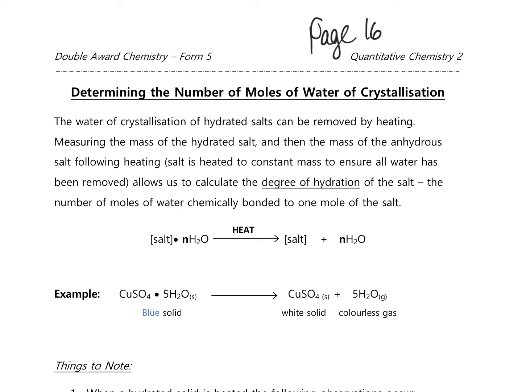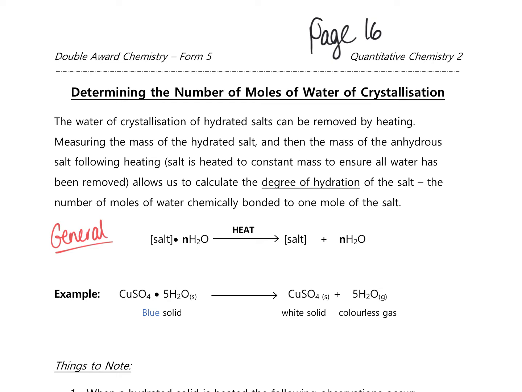These calculations are really similar to the experimental calculations that we would have done to determine the empirical formula of a metal oxide that we would have seen earlier in the unit. So it's a really similar method to that. So what you've got in your notes here, first of all, is the general equation for what happens when we heat a hydrated salt, because that's really the principle behind what we're doing.